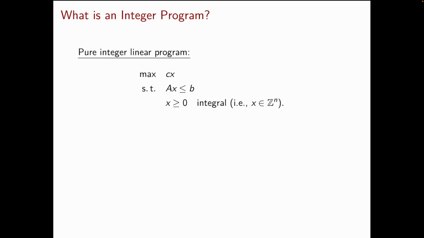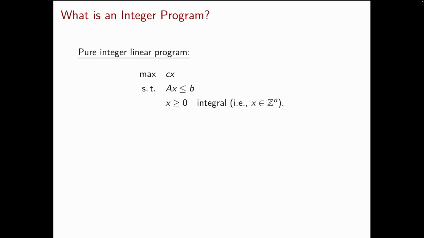We start with the definition of pure integer linear programs. A pure integer linear program is an optimization problem of this type. We want to maximize a linear function cx subject to a number of linear constraints Ax less than or equal to b. Then we have the constraints x greater than or equal to 0 and x integral.